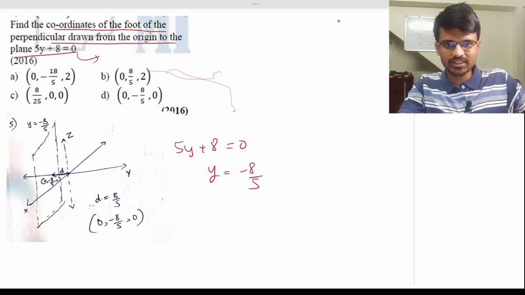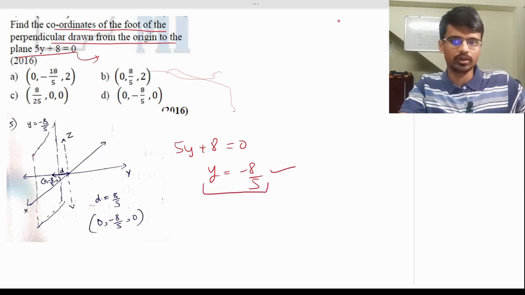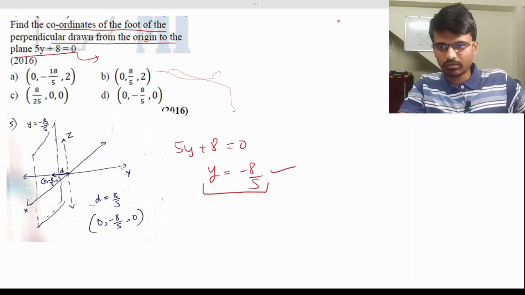So this is actually the equation of the plane. My x and z coordinates can be anything, but my y coordinate should be minus 8 by 5 only. So if I plot this plane, it will be something like this. All the points lying on this plane have their y coordinate as minus 8 by 5.